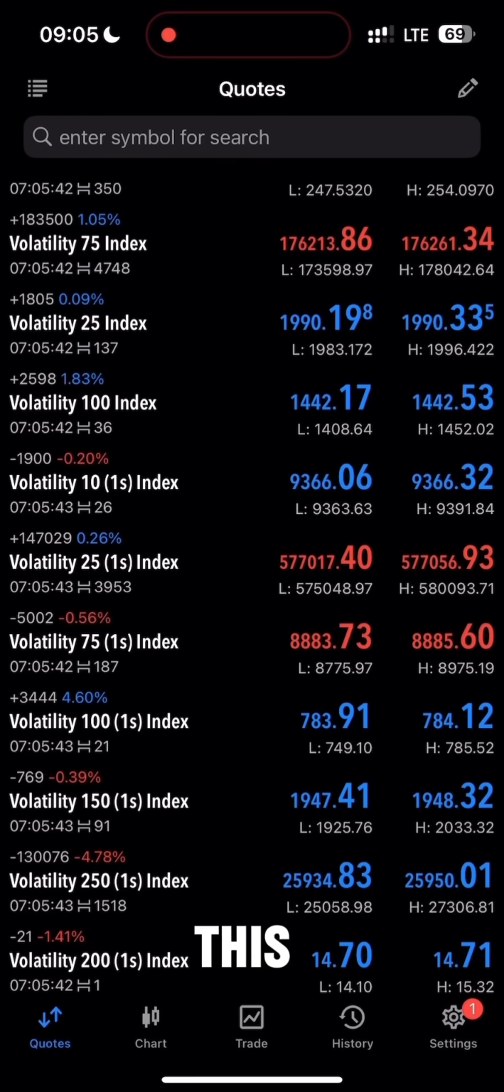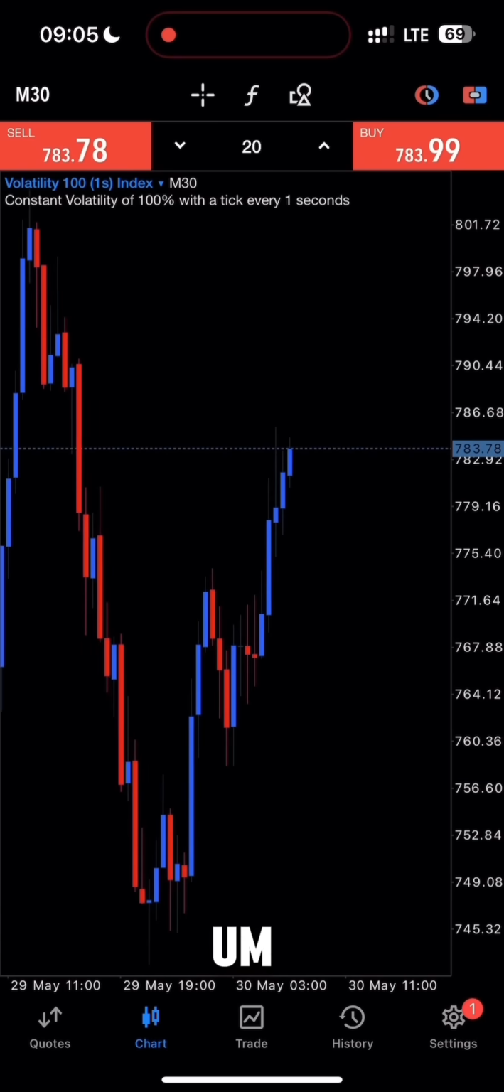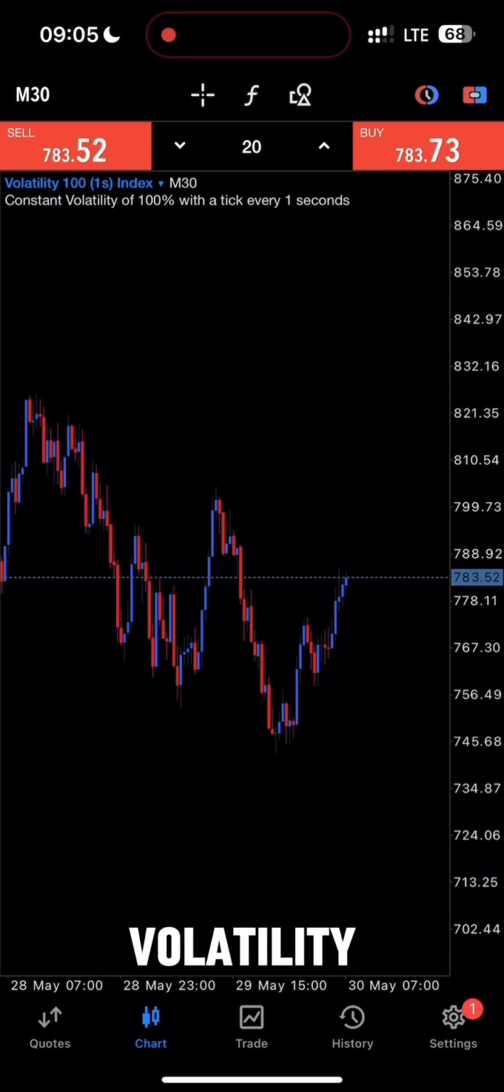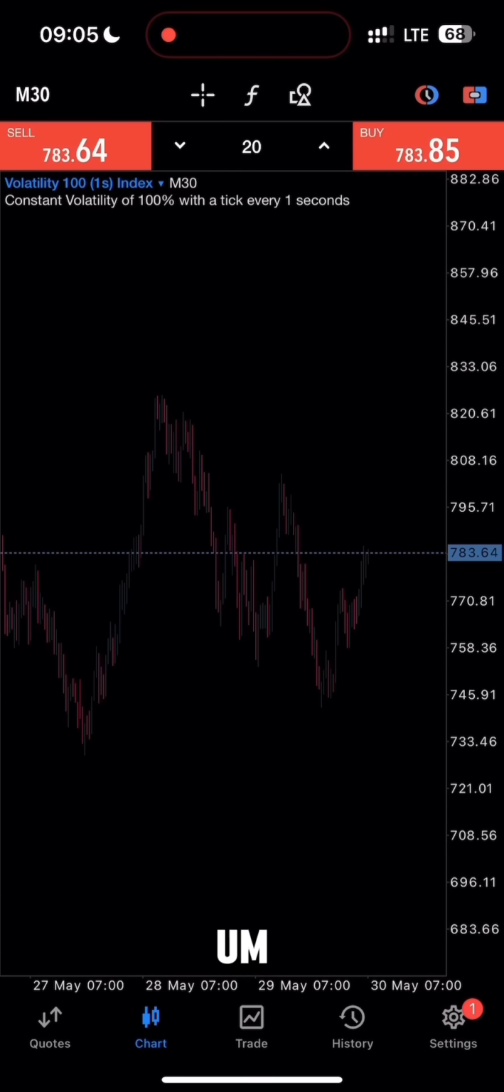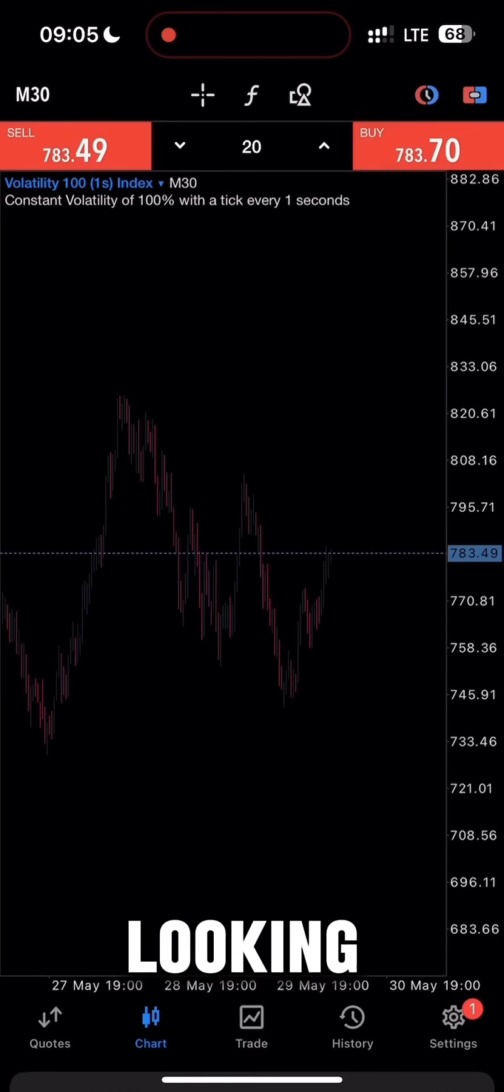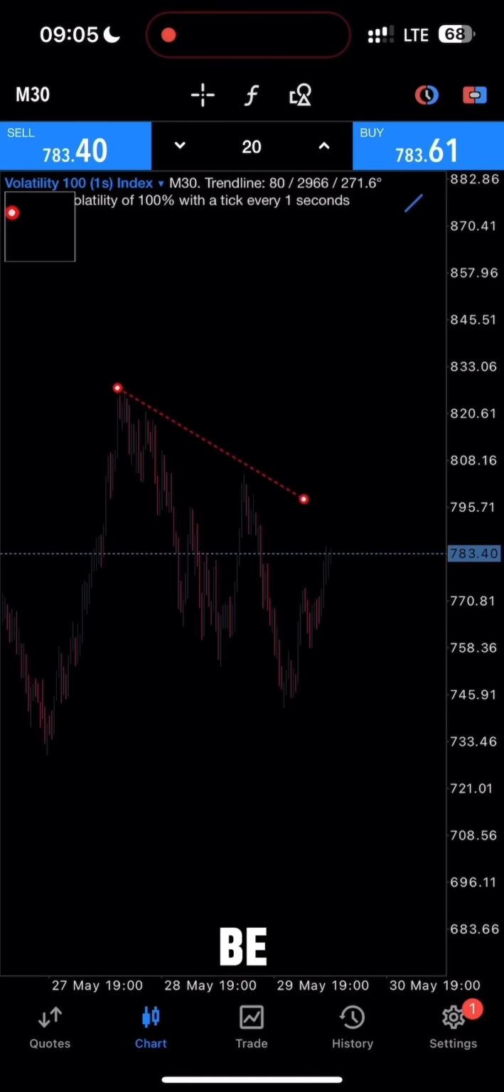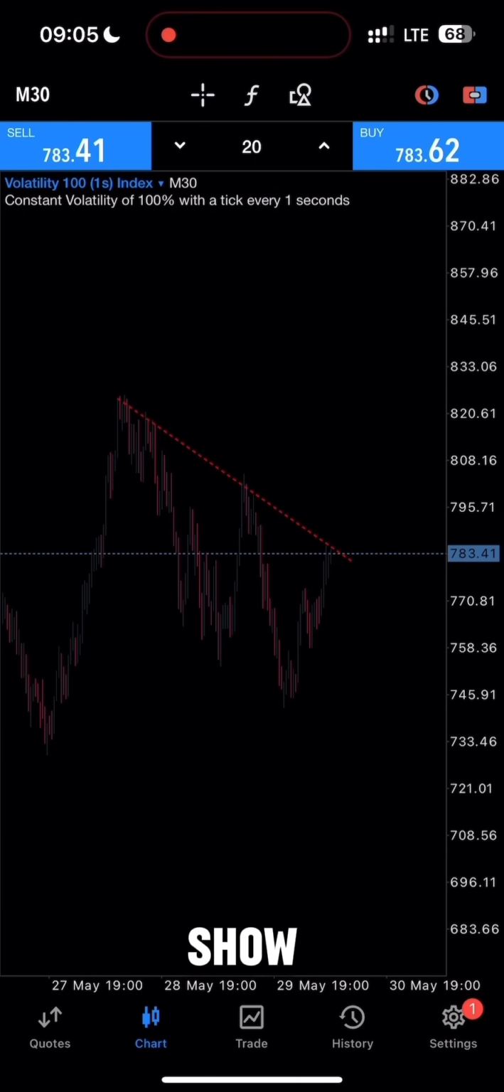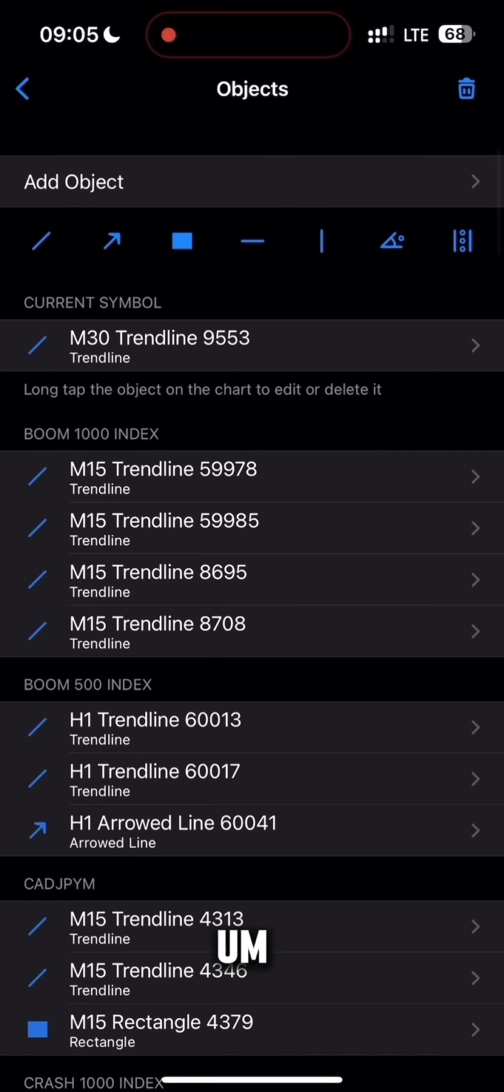This is interesting. This is getting interesting. We are in volatility 10 1 second. We are looking for entries. We are looking for flags, to be specific. So I'm gonna show you how to draw these flags.